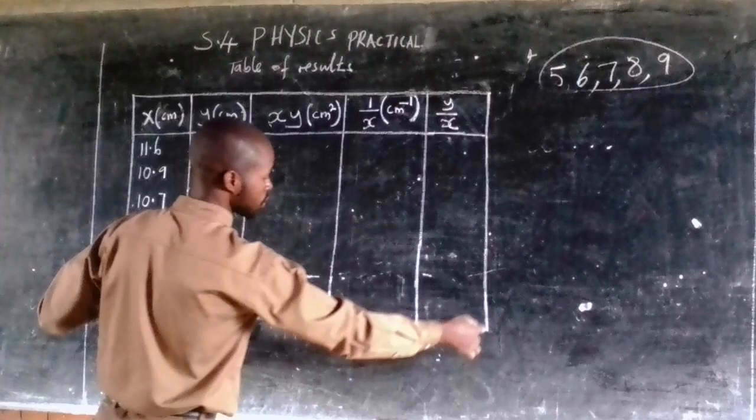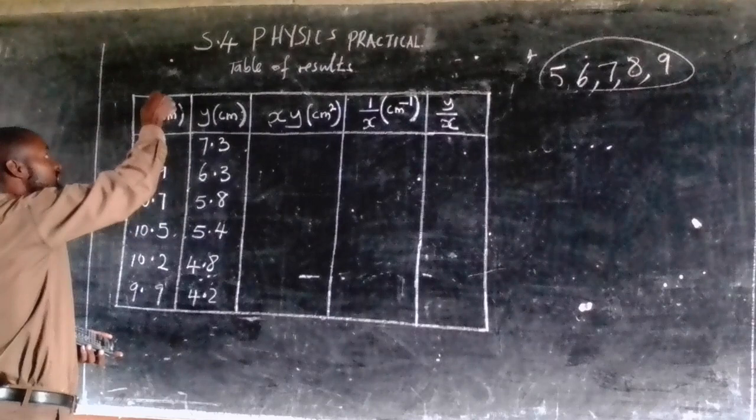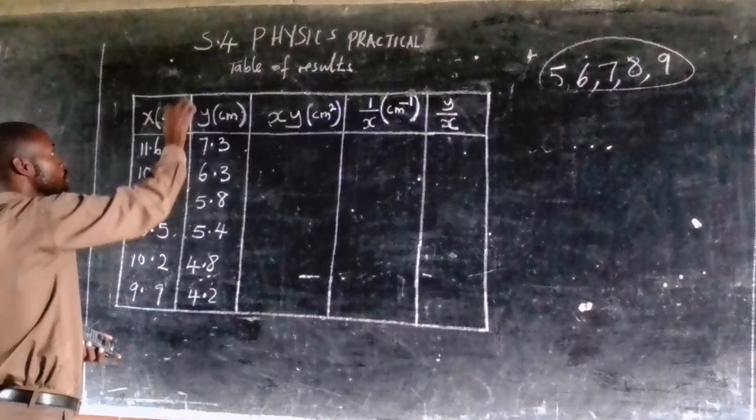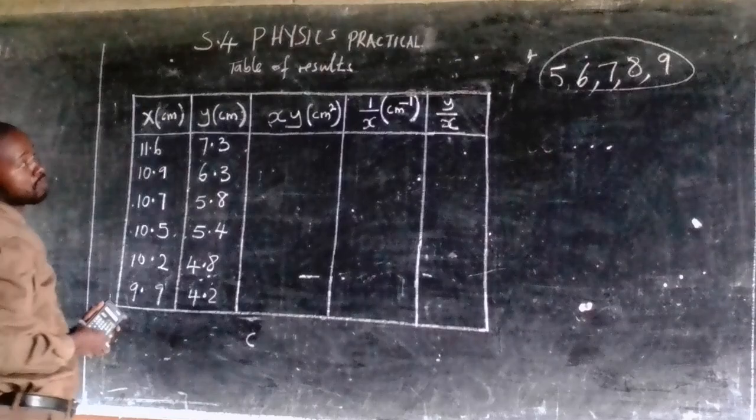Then let the units and the quantities be clear. This is a quantity, this is a unit. This is a quantity, this is a unit. Let this bracket not touch the quantity, not touch the unit, and it should be indicated clearly as a bracket. Some of us have a tendency of writing it as if it is a C. Have it as a real bracket.